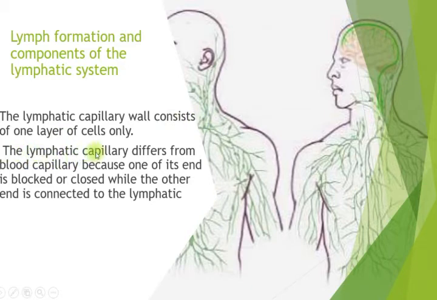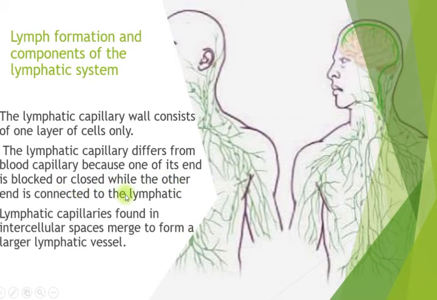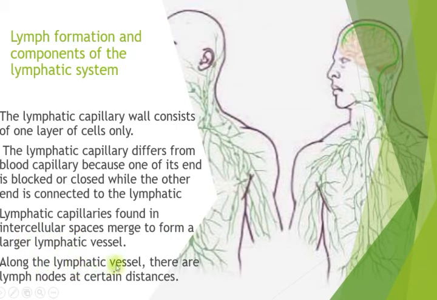The lymphatic capillary differs from the blood capillary because one of its ends is blocked or closed, while the other end is connected to the lymphatic vessel. The lymphatic capillaries found in the intercellular spaces merge to form a larger lymphatic vessel. Along the lymphatic vessel, there are lymph nodes at certain distances. Later we will look at the diagram.